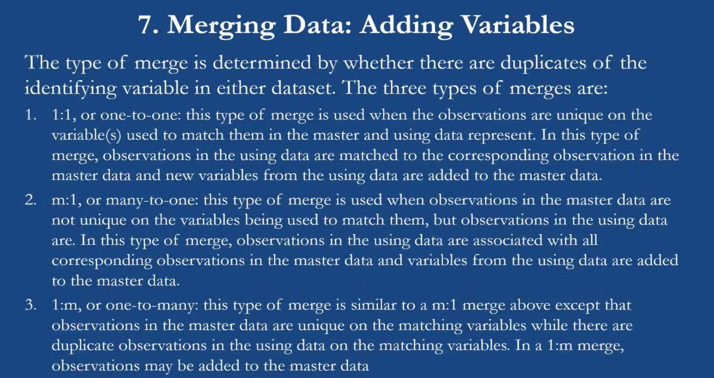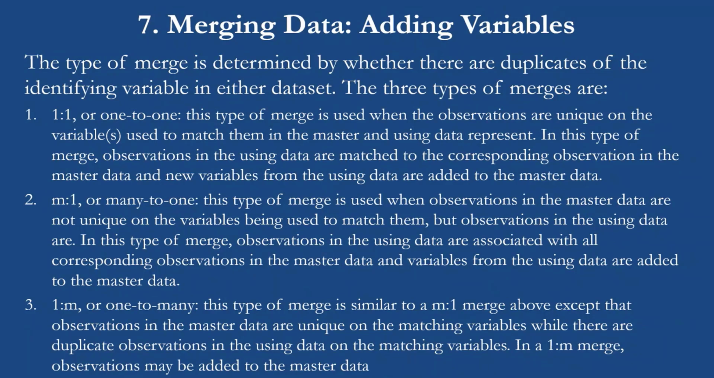So these are the 3 different kinds of merges that you can do. And like I said before, it all depends whether there are duplicates of the identifying variable in either data set. There's what we call a one-to-one merge, which is when there's no duplications in either data set. If you have duplications in your master data, but not in the using data, that's called a many-to-one merge. If you have no duplicates in your master data, but you do in your using data, that's called a one-to-many merge, I'm sorry.